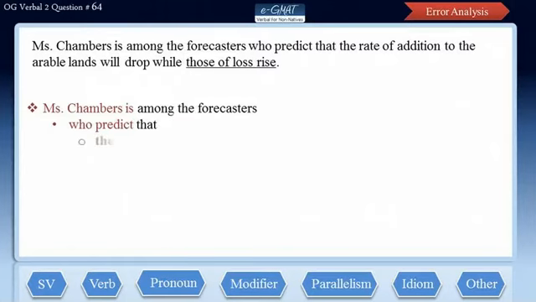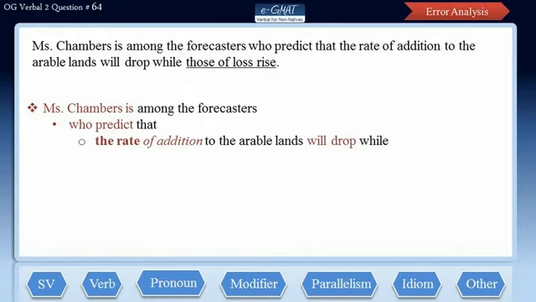That brings us to another clause that reads the rate of addition to the arable lands will drop while. Here the rate of addition is the subject and will drop is the verb. After while we have another subject verb pair which means another clause, and it reads those of loss rise. Here those of loss is the subject and rise is the verb.